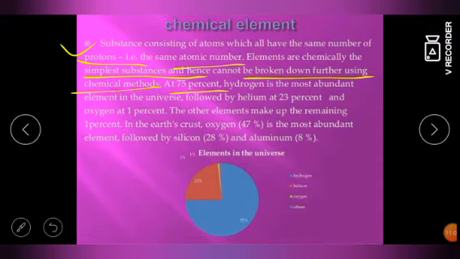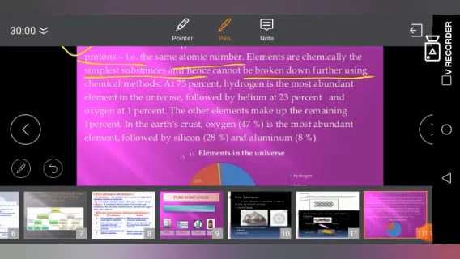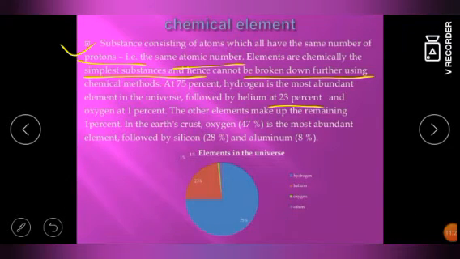Whereas, at 75%, hydrogen is the most abundant element in the universe, followed by helium at 23%. It means the most abundant element in nature is hydrogen. सबसे ज़्यादा हाइड्रोजन पाया जाता है नेचर में, 75%, then helium 23%, and then oxygen 1%. The other elements make up the remaining 1%. Now we are talking about the earth's crust. In the earth's crust, 47% is oxygen, the most abundant element, followed by silicon at 28% and aluminum at 8%.